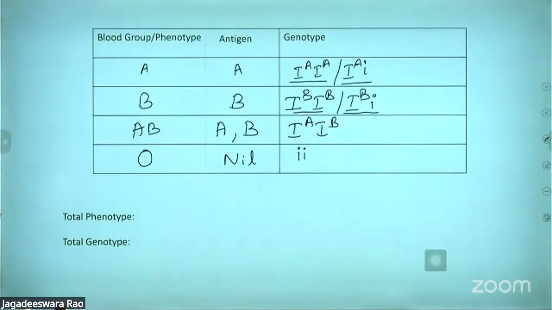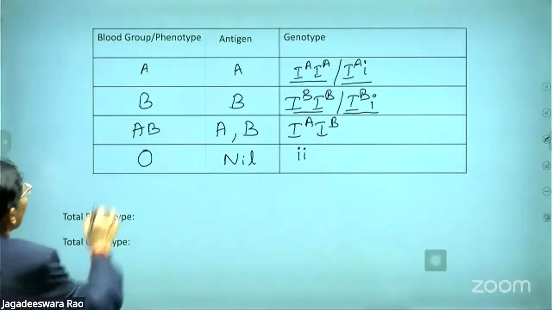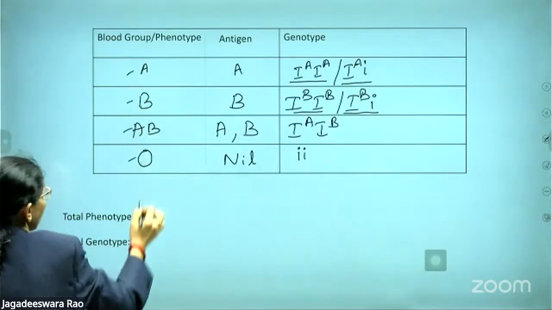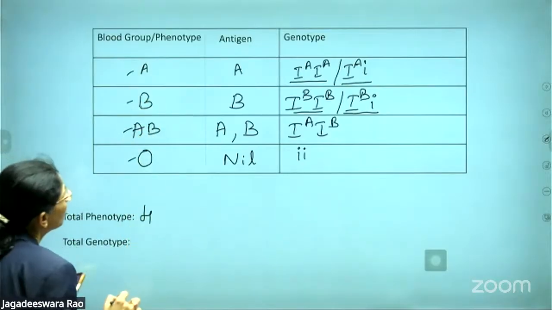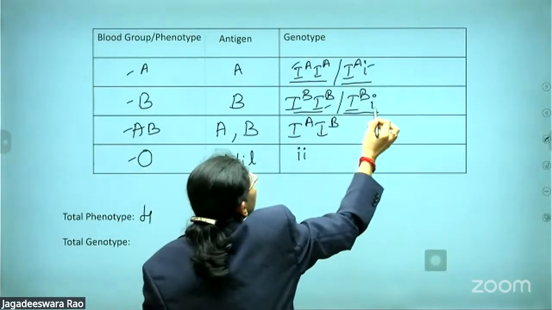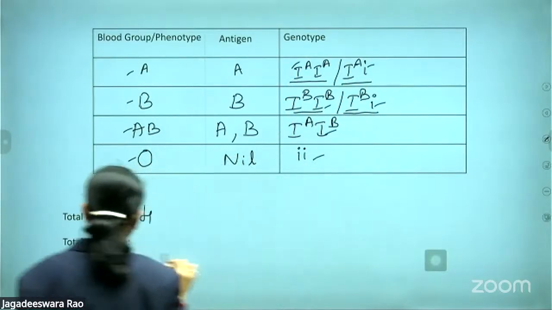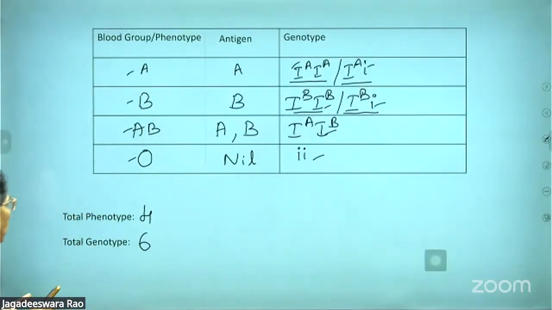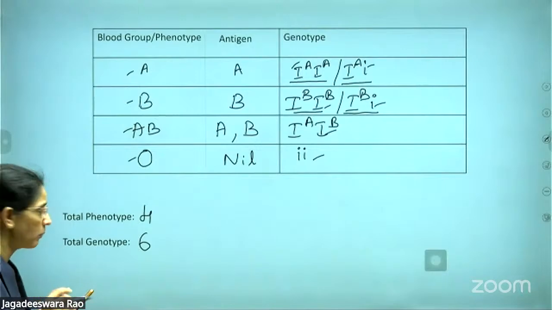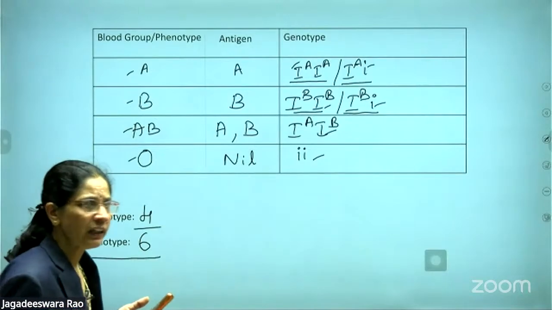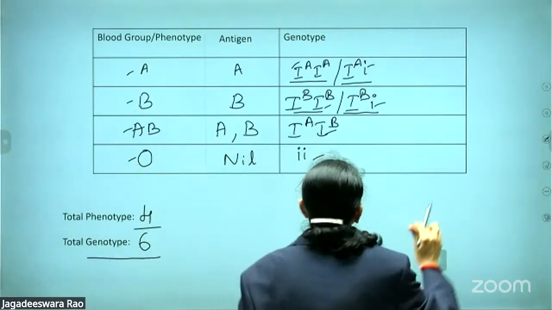Will you remember? Now total phenotype. How many phenotypes are there from here? 1, 2, 3, 4. 4. How many genotypes are there? 1, 2, 3, 4, 5, 6. How many genotypes? 6. Remember this. 4 phenotypes are there in ABO blood group system and 6 genotypes are there. Clear, children? Any doubt? Now, next.